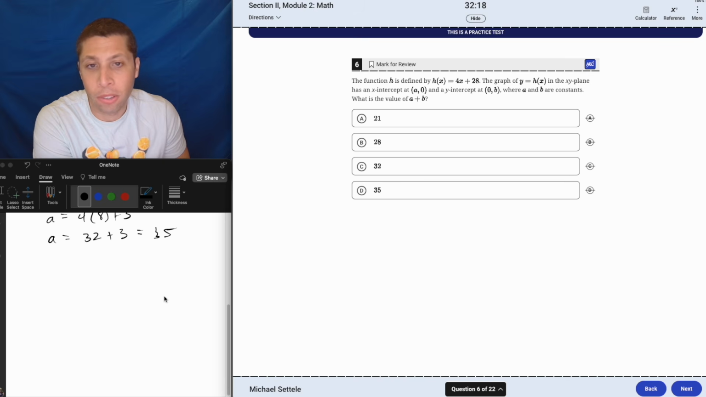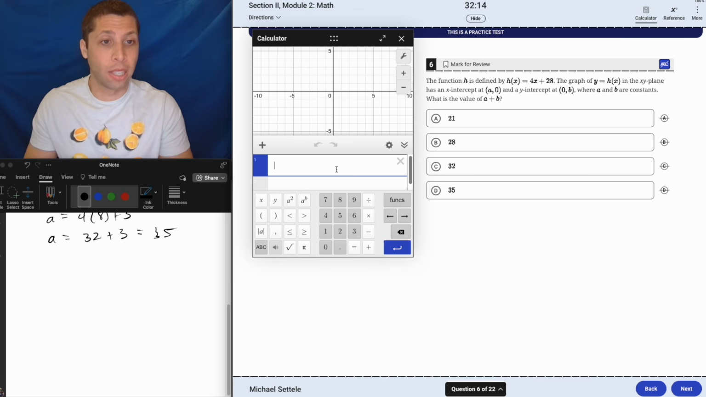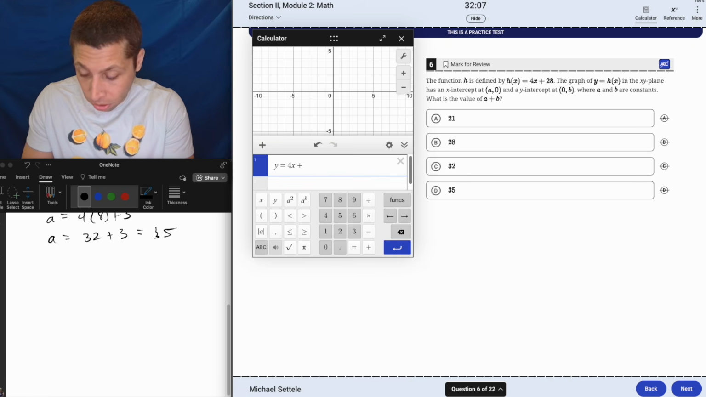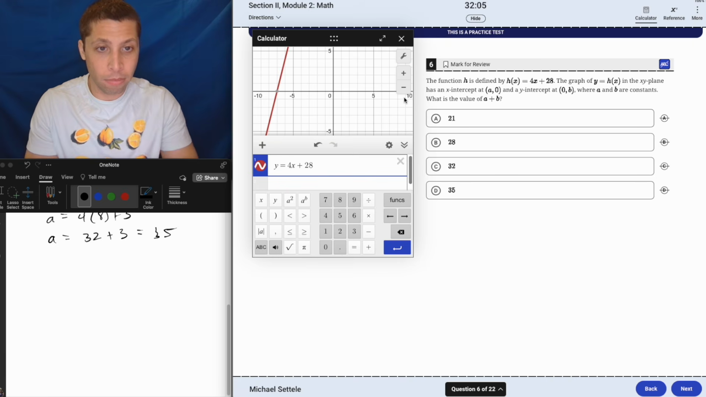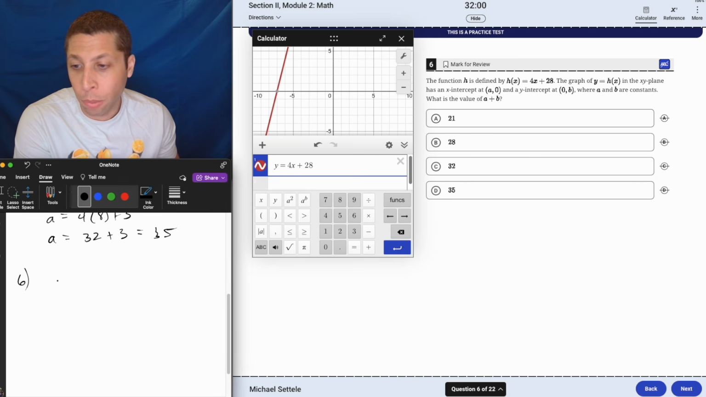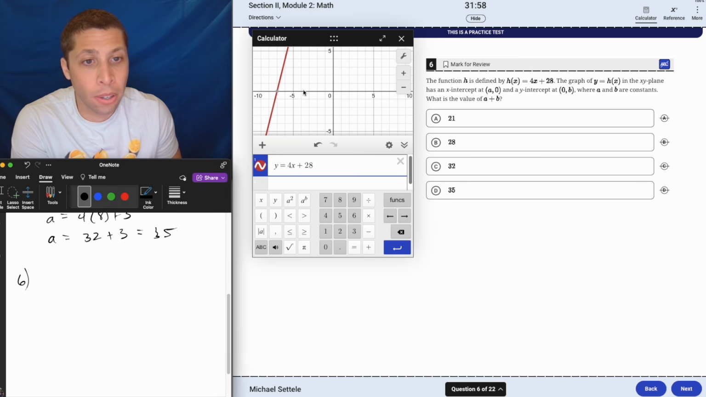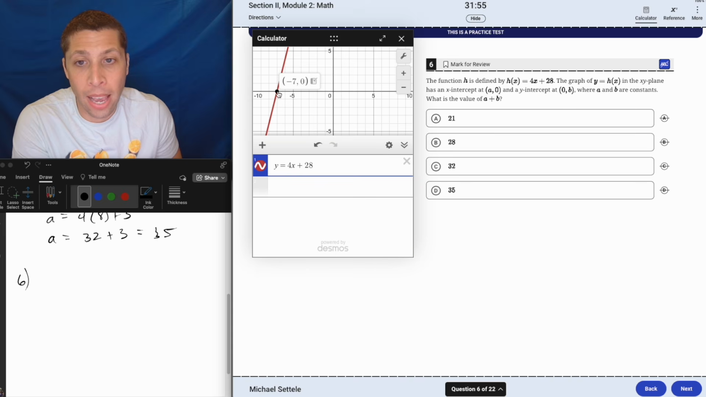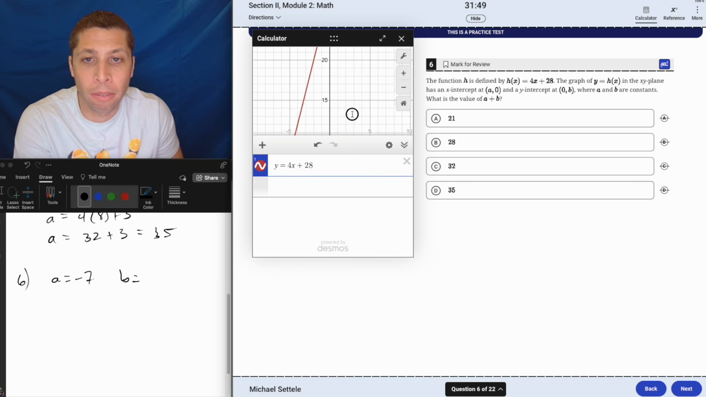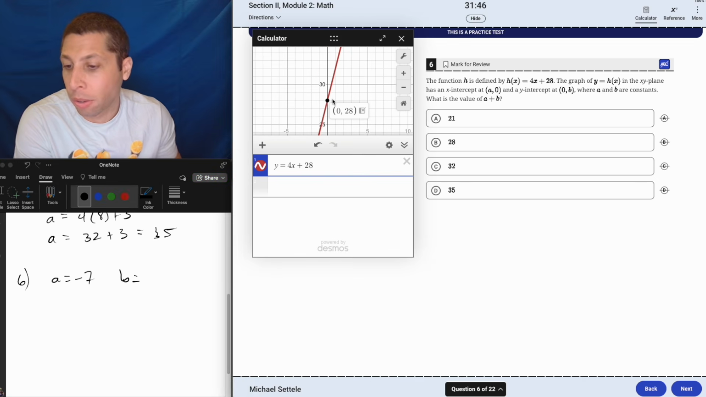What's the value of A plus B? So this just seems like plug points into equations, or let's just let Desmos do it. So Y equals 4x plus 28. So we have A plus B, which means we have to add them. We have an x-intercept, so A is -7. And B, the y-intercept, should be 28, right? Because that's how it's built. There you go, 28.